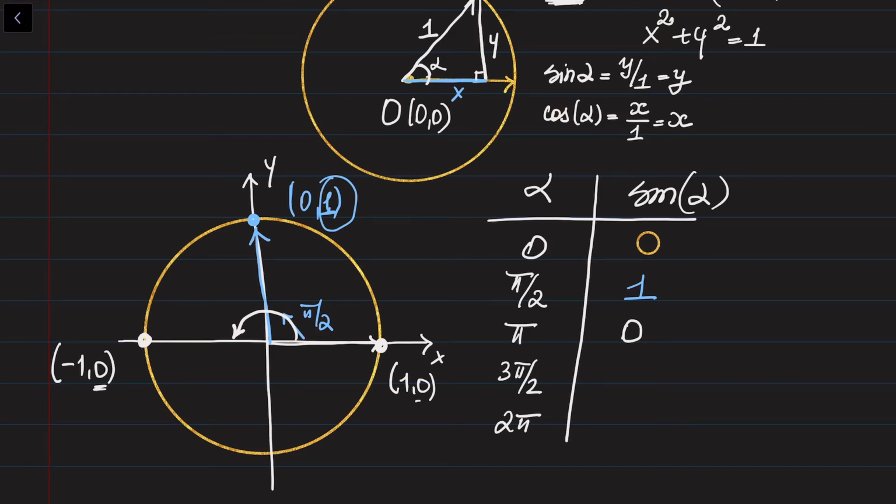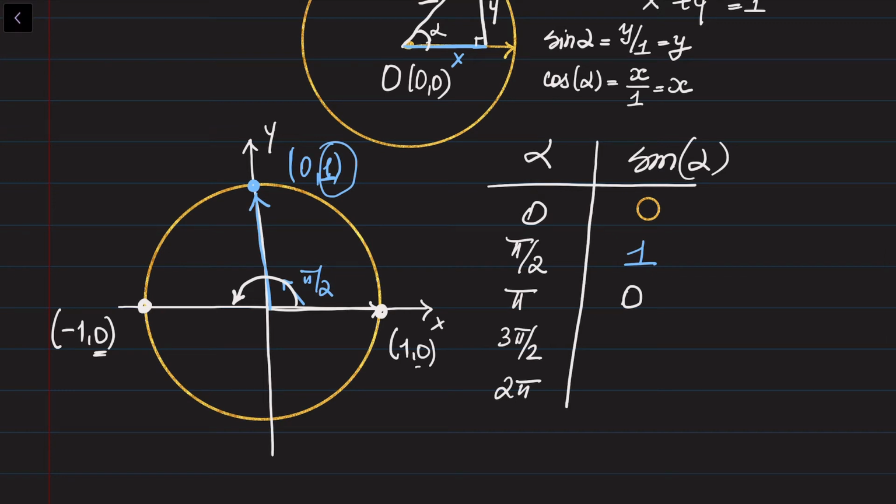So if you rotate your angle until 3 pi over 2, until here, so this is 3 pi over 2, then we're going to have the point here, and the coordinates of this point are 0 and -1. And if you look at the y coordinate of the point, it's going to be equal to -1. So that's why the value of the sine of 3 pi over 2 is going to be equal to -1. And the last point in our table is simply 2 pi. So 2 pi is again this point, and the y coordinate of this point is equal to 0. So this is going to be 0.